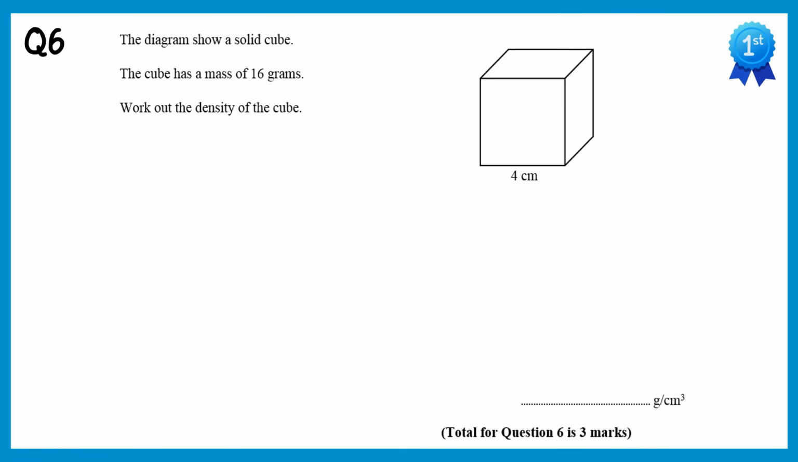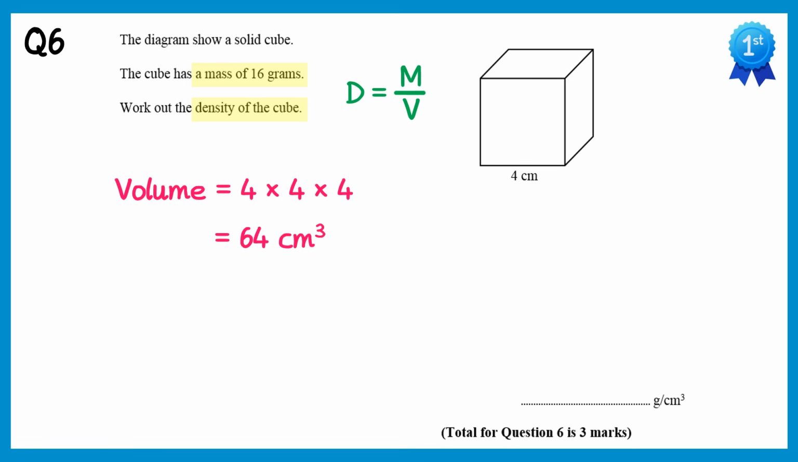In this question, we're trying to find the density of the cube. You should know the formula density equals mass divided by volume. In the question, we're told the mass of the cube, that's 16 grams, so we just need to find out the volume. Since it's a cube, the volume is just 4 times 4 times 4 again. This gives you 64 centimeters cubed.